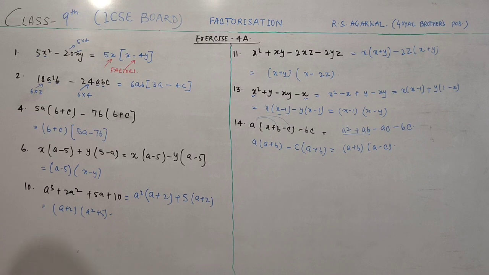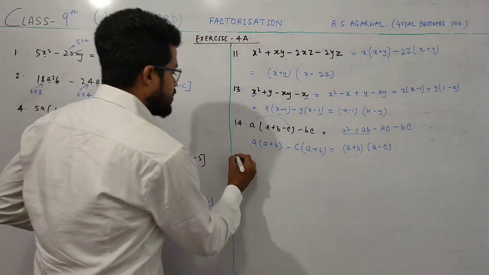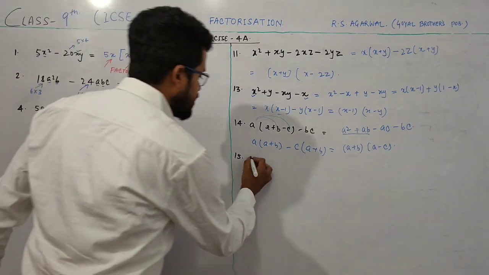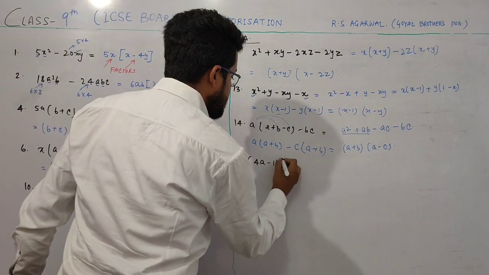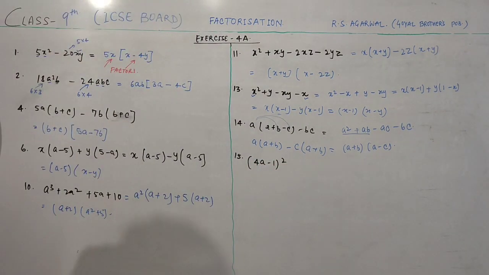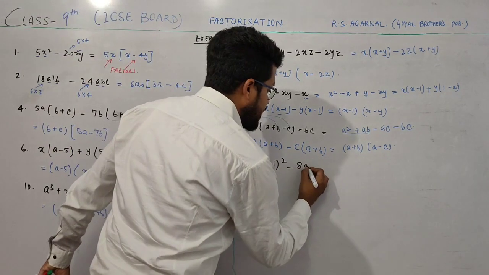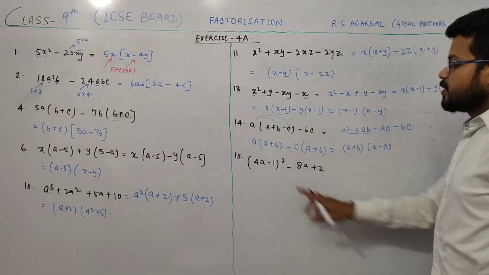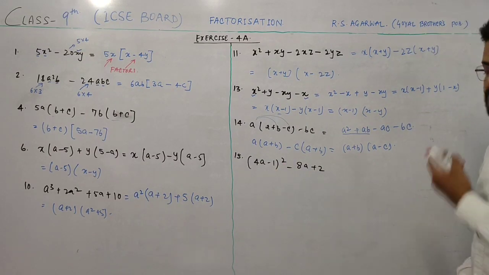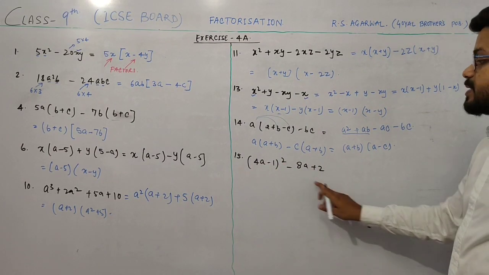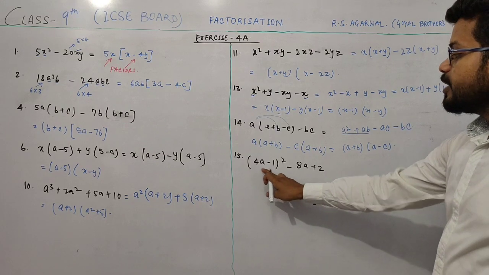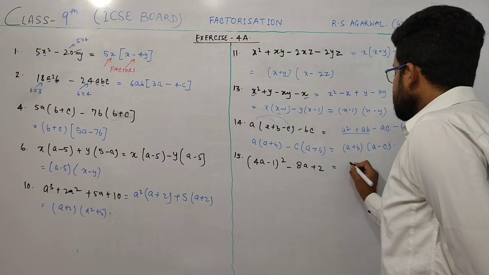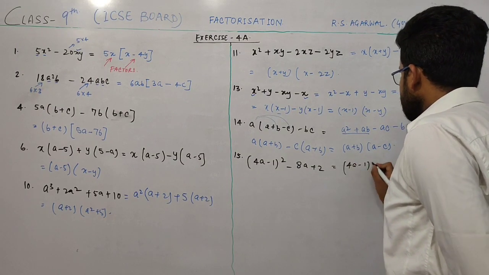Now come to question number 15, which is 4a minus 1 whole square minus 8a plus 2. Here this is 4a minus 1 whole square and this is 8a plus 2. Can I make this 8a plus 2 in terms of 4a minus 1? Yes. How? This is 4a minus 1 whole square.